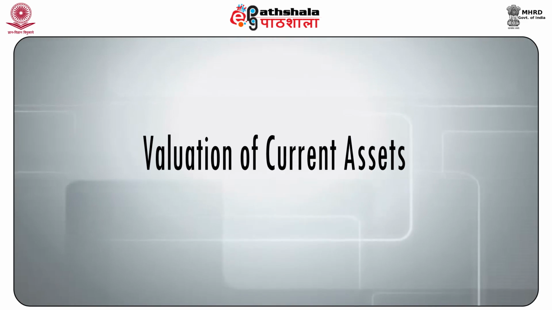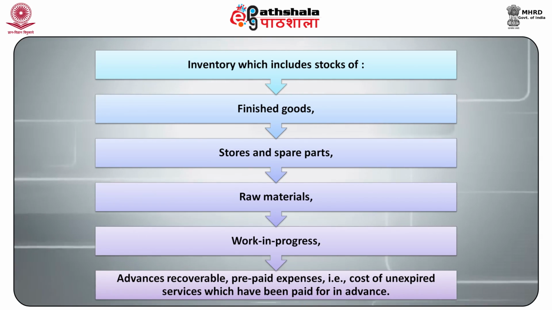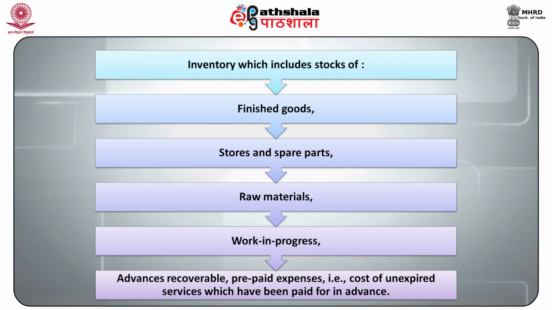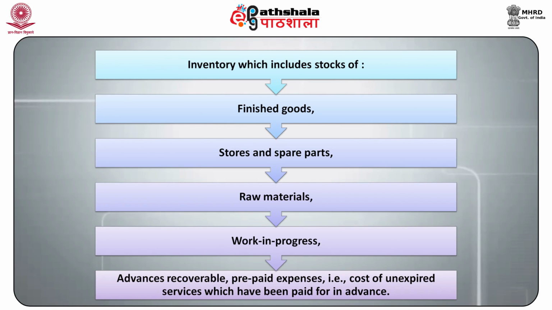B. Valuation of current assets. Current assets refer to assets which have been acquired with the intention of converting them into cash during the normal operating cycle of the business. It includes cash, including fixed deposits with banks, accounts receivable, that is debtors and bills receivable, inventory which includes stock of A. Finished goods, B. Stores and spare parts, C. Raw materials, D. Work in progress, E. Advances recoverable, prepaid expenses, that is cost of unexpired services which have been paid for in advance.